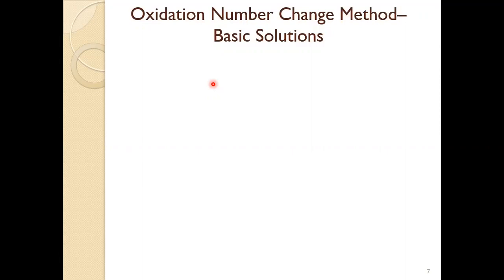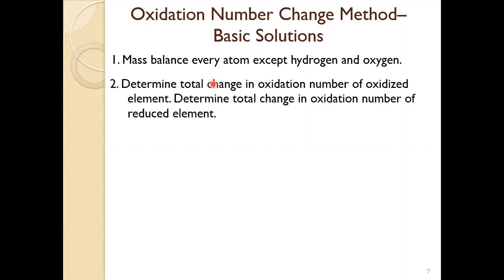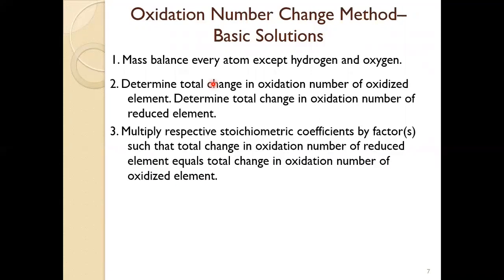The same thing is true for the oxidation number change method. So we go through these steps, we'll see they're almost exactly the same as the steps we follow for an acidic solution, with one minor and makes sense difference. So mass balance every atom except hydrogen and oxygen, determine our total change in oxidation numbers, multiply respective coefficients by factors, making sure that the total change in oxidation number of the oxidized element equals the total change in oxidation number of the reduced element.